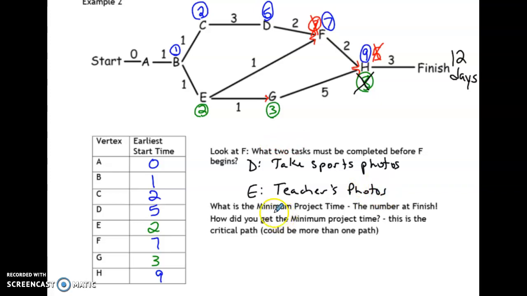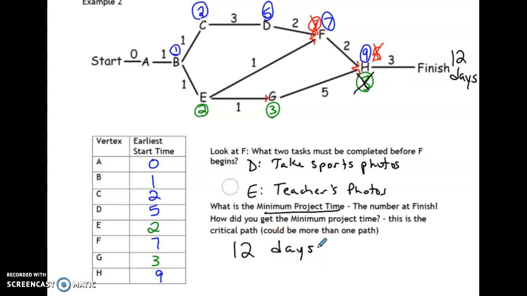All right, what is the minimum project time? So again, that would be that number that we got at the end. How long did this take? In all, it's going to take 12 days. There are some parts of it that might be done quicker. Like this path down here, we got an 8. And this path going up here in the red, we got a 5. But to get all of this project done, it's going to take 12 days.